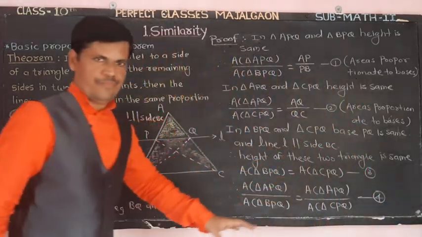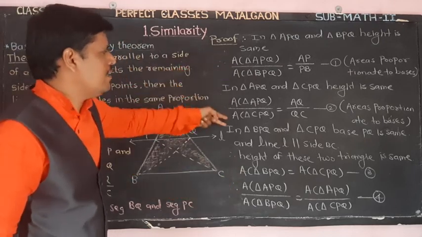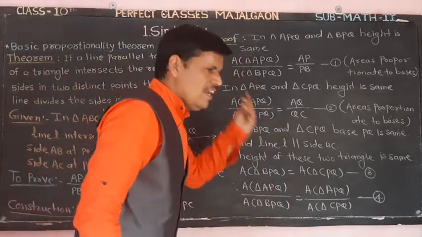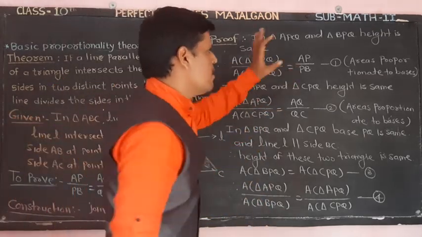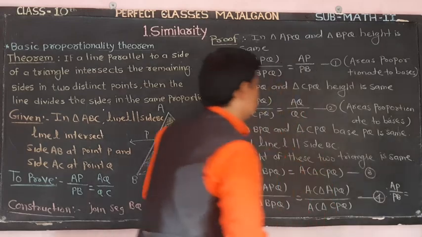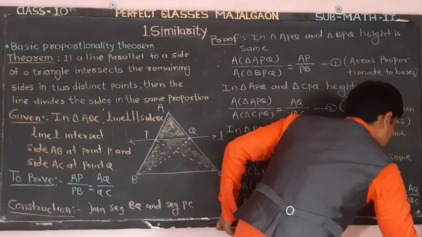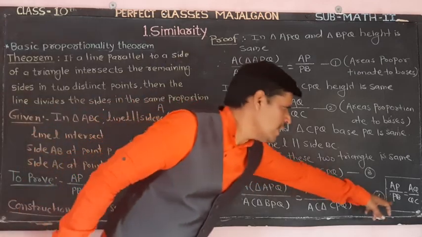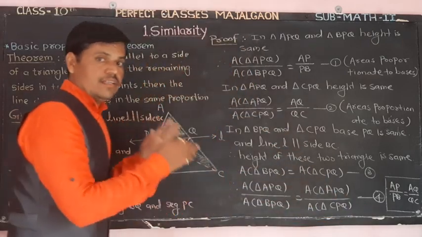From 1, 2 and 4, observe equation 1, equation 2 and equation 4. Here the left hand sides of equations 1 and 2 are the same. Then the right hand sides are also the same. Therefore, we write AP upon PB is equal to AQ upon QC. Here we complete the proof. We prove that AP upon PB equal to AQ upon QC. Here we finish the theorem.